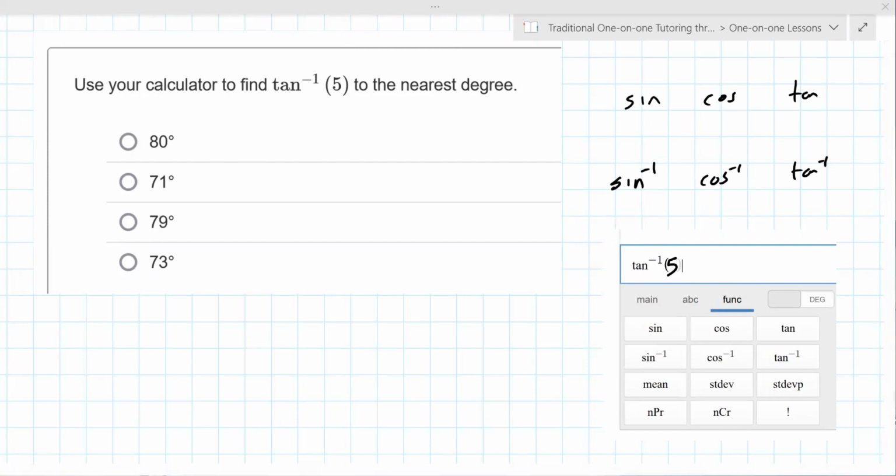I get 78.69. Okay. So roughly 79 degrees. Yeah. Okay. Let me see if there's any other questions that are that straightforward on here. Yeah, there's one more.